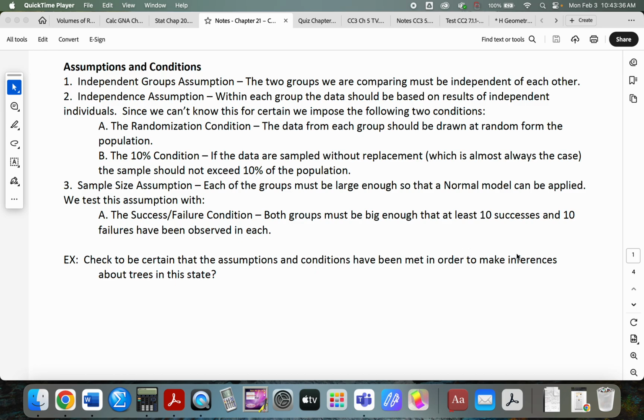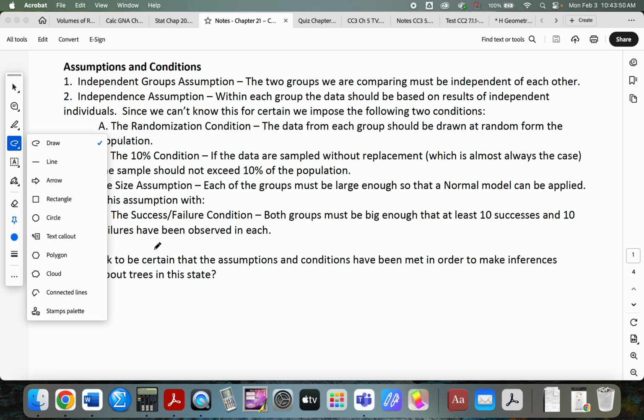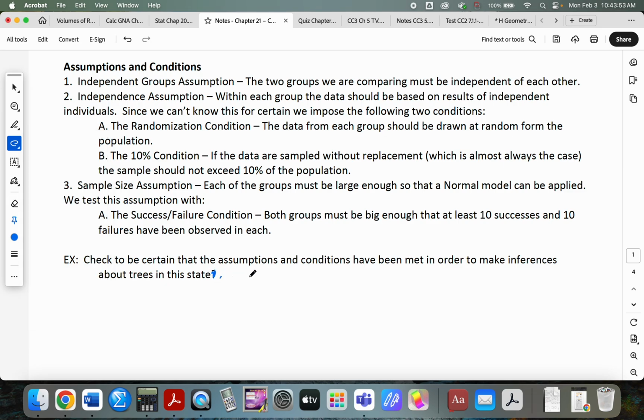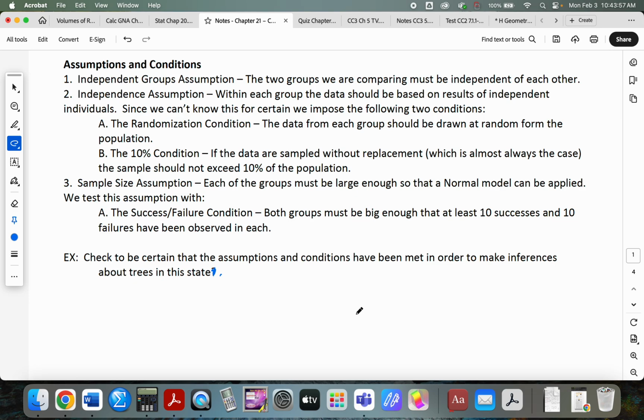There must be at least 10 successes and 10 failures observed in each of the two groups. Right? All right. So let's check to be certain, and this shouldn't be a question mark at the end of this. It should be a period. Check to be certain that the assumptions and conditions have been met in order to make inferences about trees in this state. All right. So the first thing, independent groups, and this is what people tend to leave out because everything else is pretty much like what it's been.